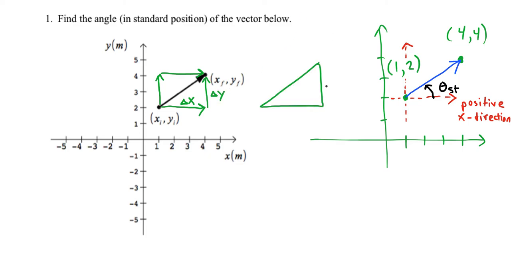So in trigonometry, if we know one leg of a right triangle, and we know the other leg of that right triangle, then these two have a relationship to the angle of that right triangle. The relationship here is the tangent of the angle equals the opposite over the adjacent. Now for our triangle, the opposite is going to be the delta y, and the adjacent is going to be the delta x.